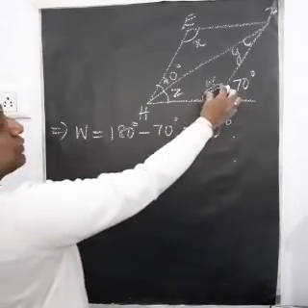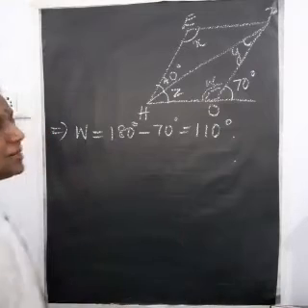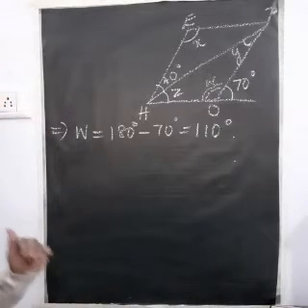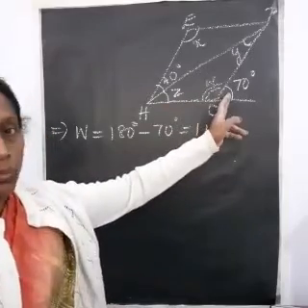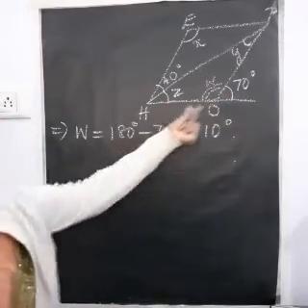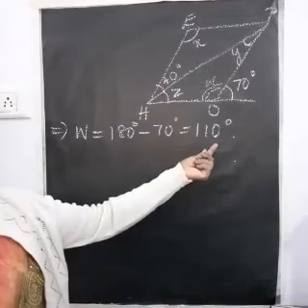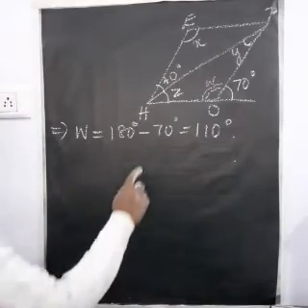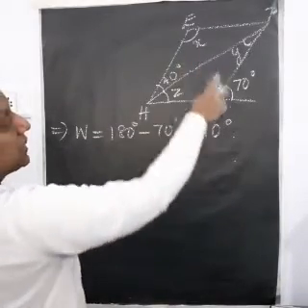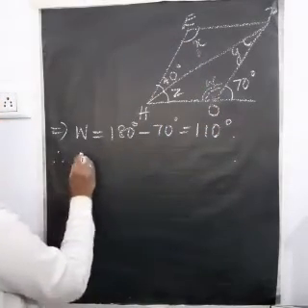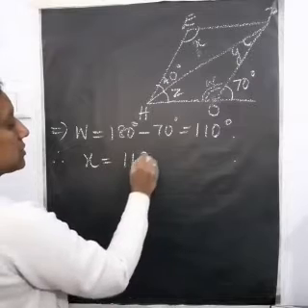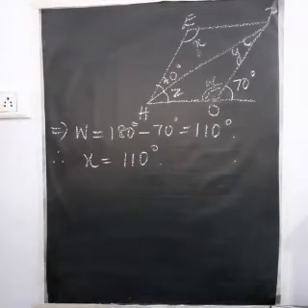So, we have got the value of W because this is a linear pair. Linear pair means angles on a straight line are always 180. So, these two angles will add up to 180. So, 180 minus 70 will be 110. Now, we know that opposite angles are equal in a parallelogram. So, W will be equal to X. So, what is X value? X will also be 110. Have you understood? Yes or no?